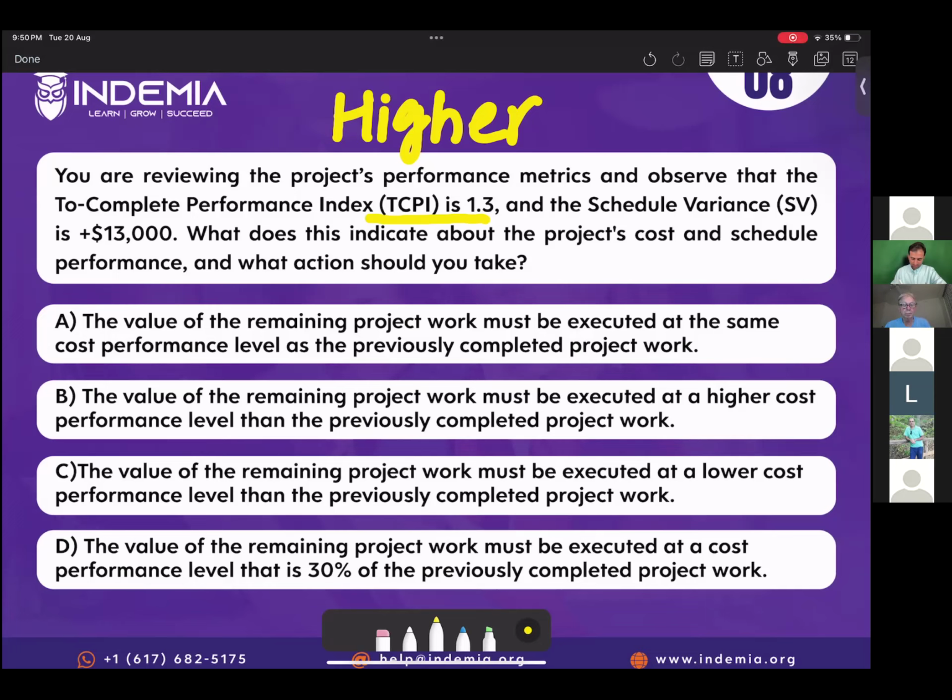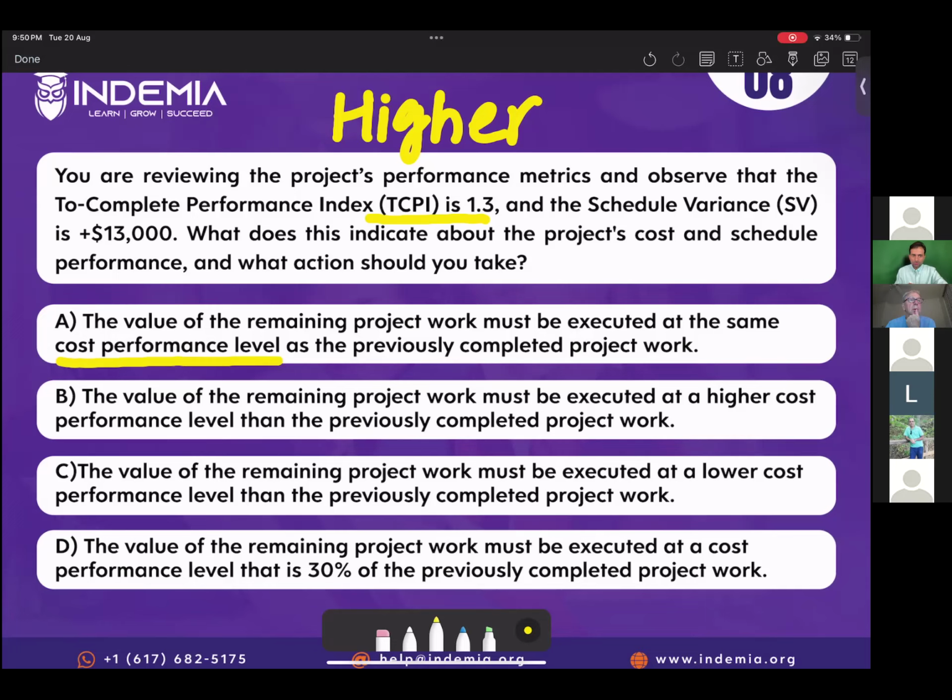Okay, so quickly, I would like to explain it. As Mohan mentioned, CPI, cost performance index, if it is greater than 1, it's good. If it is less than 1, it's bad. And TCPI, to complete performance index, is exactly opposite. If TCPI is 1, it means you need to complete the project at the same cost performance level. So please pay attention. Cost performance level means CPI, right?